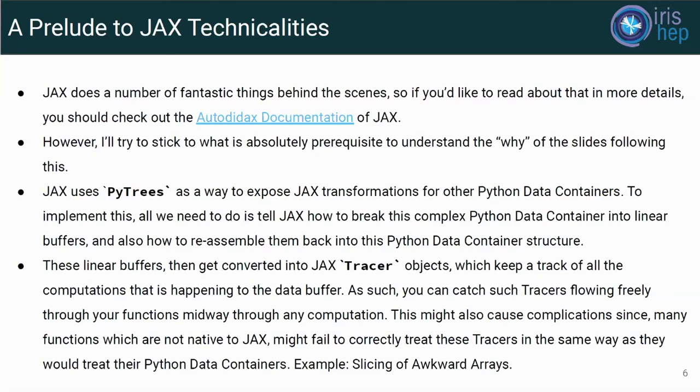But the problem is that it might cause complications, since many functions which are not native to JAX might fail completely to treat these tracers the same way, because these tracers are not the same as the Python data containers. A very easy example is the slicing of awkward arrays. Since the slicing of awkward arrays is pretty complex, they can't be mapped onto linear buffers, and that was one of the main problems that we had to solve.